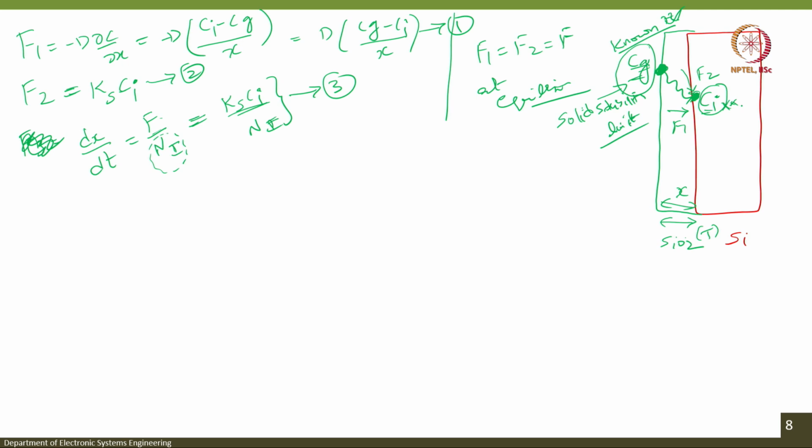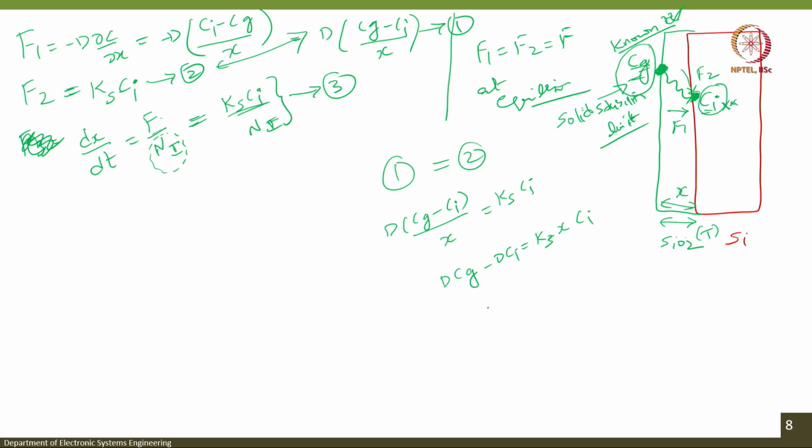So it is better if you can get Ci in terms of Cg using these equations. You already have these equations there. So if I equate equation 1 and 2, equation 1 is D into (Cg minus Ci) by x, that is equal to Ks into Ci. Now, D Cg minus D Ci is equal to Ks x Ci. Now if I rearrange, D Cg is equal to (Ks x plus D) Ci.